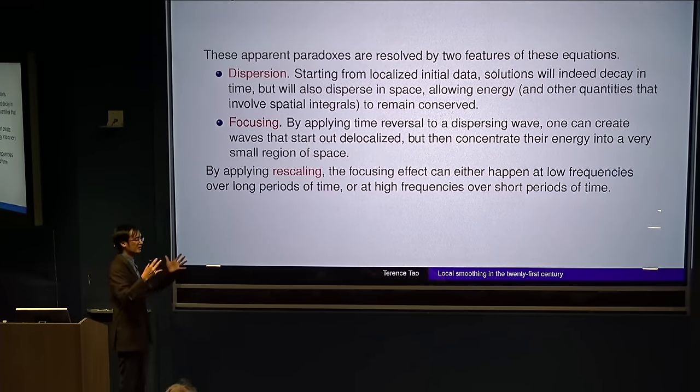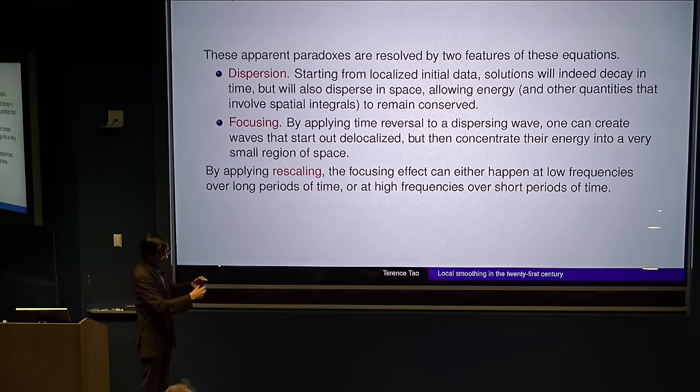These equations also have scale invariance. Once you know what a solution is doing at one time, you can rescale it and you get other solutions that do things at other times. So these focusing effects can either happen at large time scales and low frequencies, and this is what gives rise to time decay or lack of time decay, or it can happen over short periods of time at high frequencies. And then focusing gets manifested as a lack of smoothing, what's called a loss of derivatives in mathematics. But time decay and loss of derivatives are, again, two sides of the same coin. They're kind of rescalings of each other.